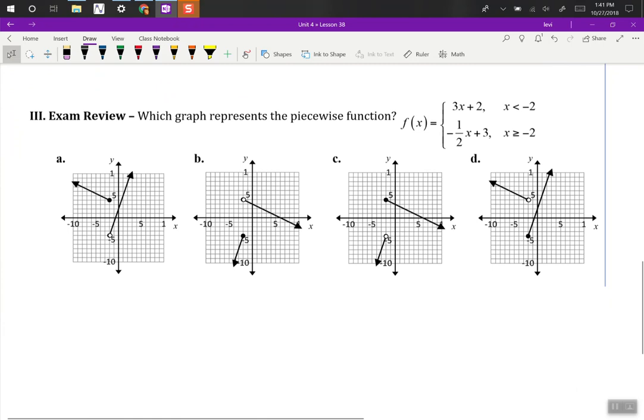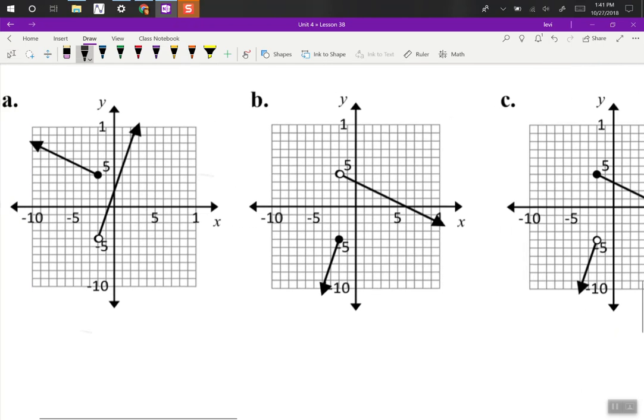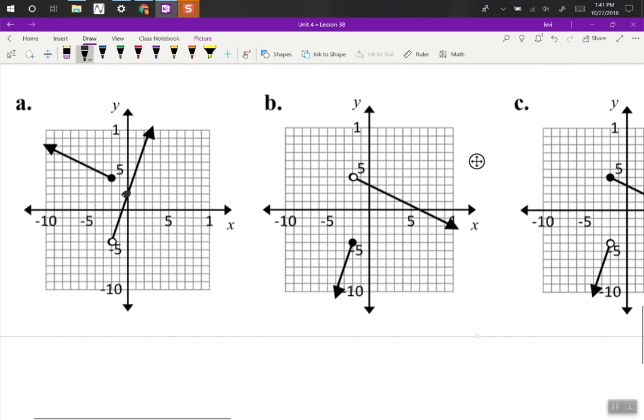Exam review, which one of these is the piecewise function? So let's look at this first one. We should look for a y-intercept of 2 and a slope of 3. Right here, y-intercept of 2 and a slope of 3.